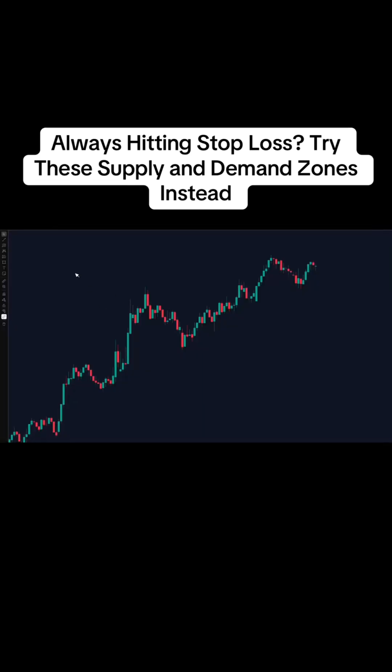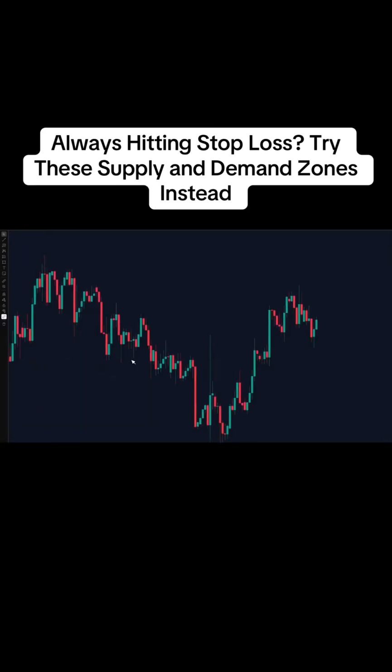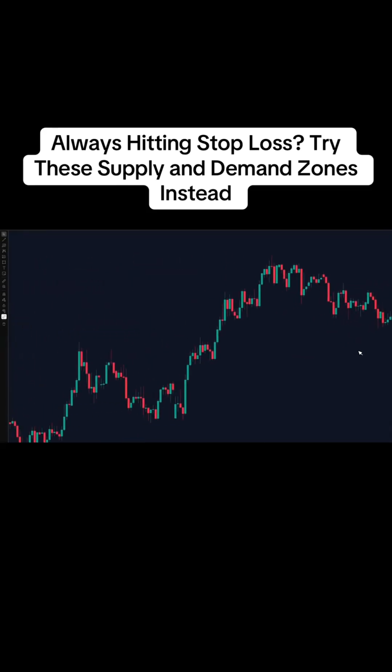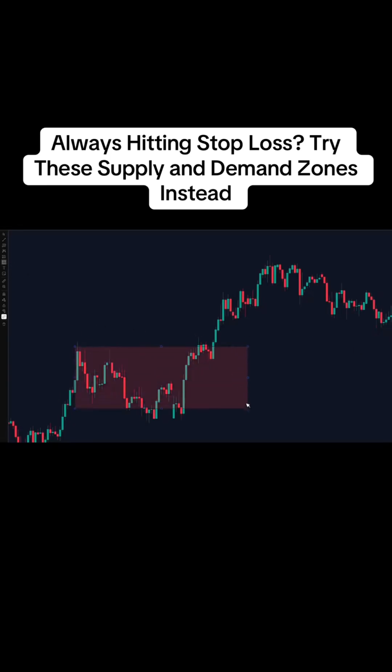Now here's your challenge. Open up a chart, scroll back in time, and mark out 10 potential supply or demand zones using everything you've just learned. Don't place trades, just spot them. Get comfortable recognizing these zones until you can do it in your sleep. Because this style of trading doesn't reward impulse, it rewards discipline, repetition, and focused practice. And if you master this one skill, it could completely shift how you see the markets forever.